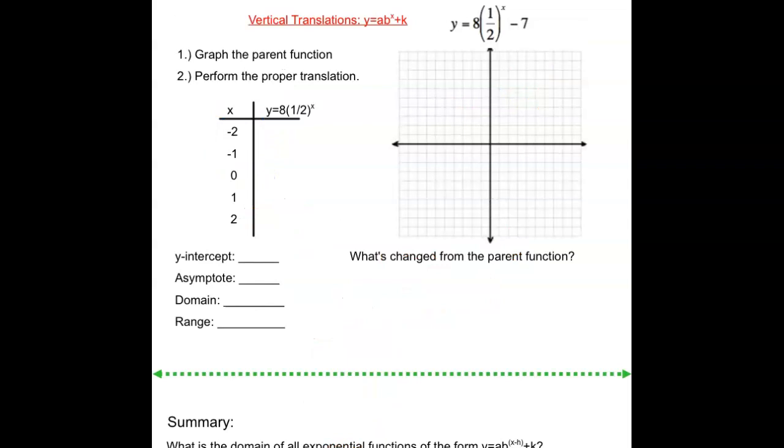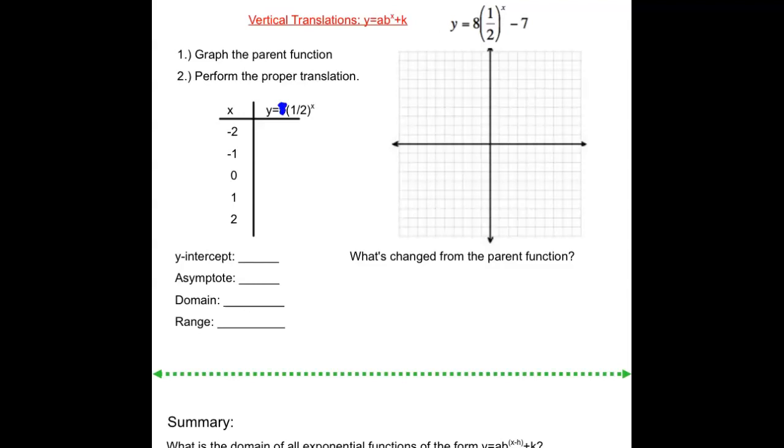All right, let's look at one more. This time we're going to look at a vertical translation. Our equation is y equals 8 times 1/2 to the x power minus 7. So again, our parent function is just the 1/2 to the x. We're going to start with that.